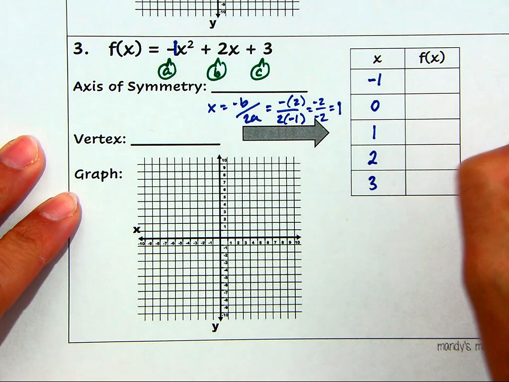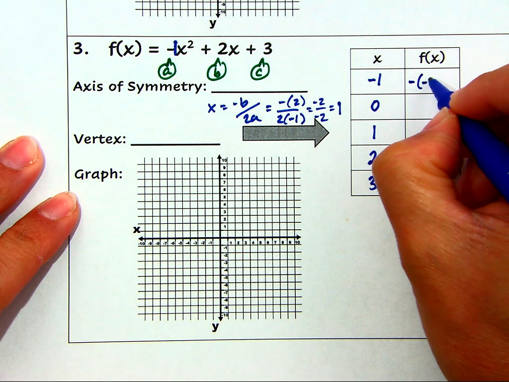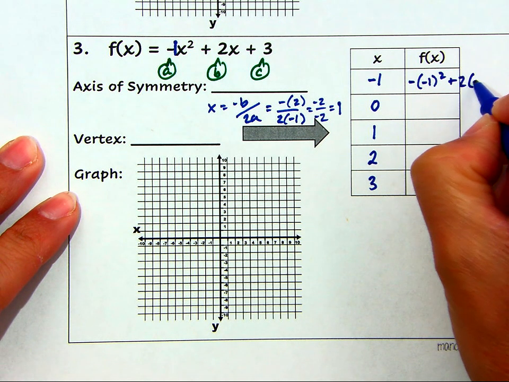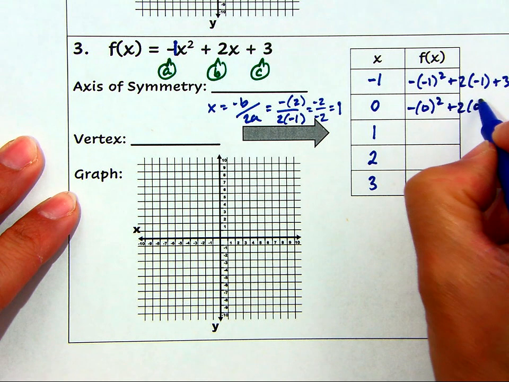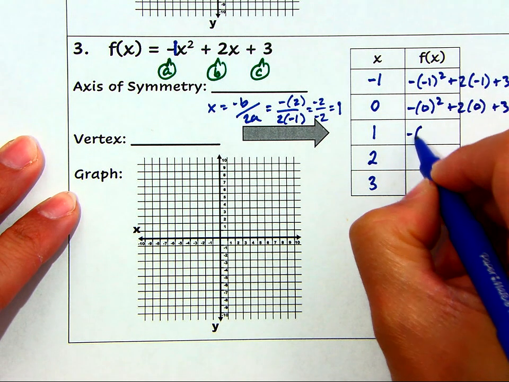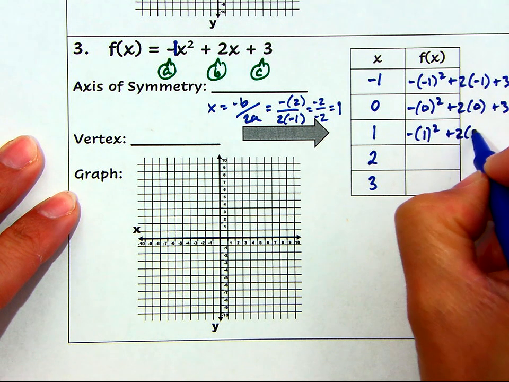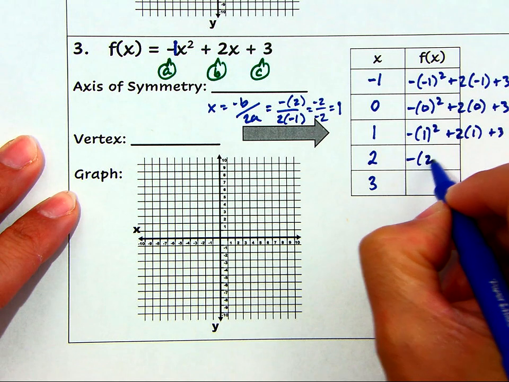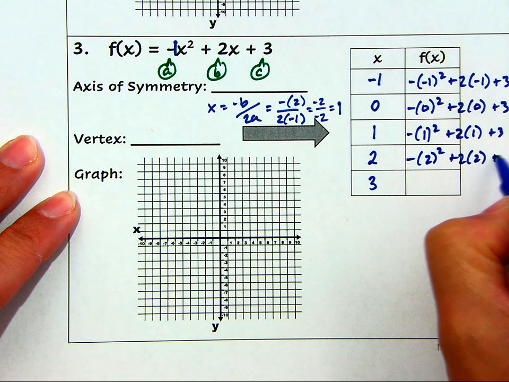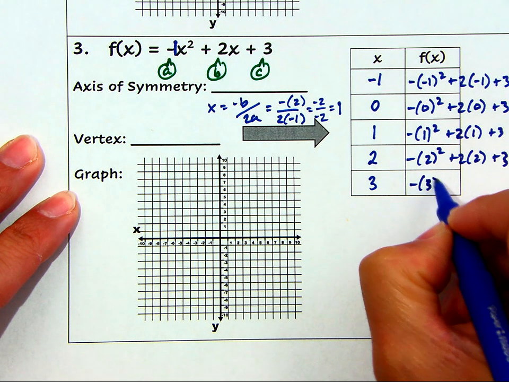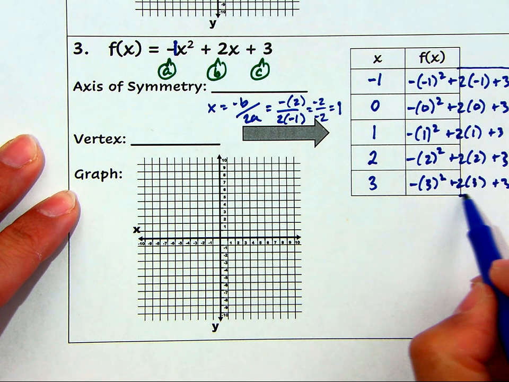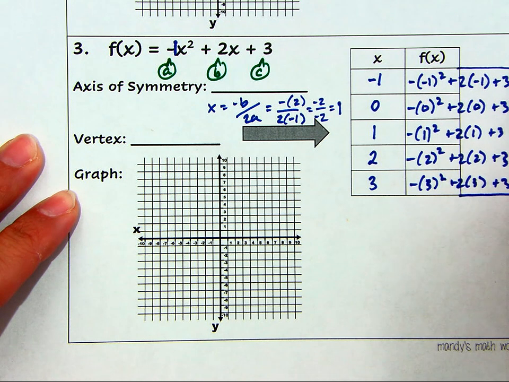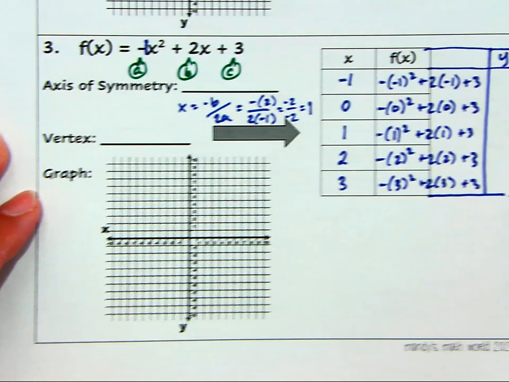So we're going to have the negative of negative 1 squared plus 2 times negative 1 plus 3. We'll have the negative of 0 squared plus 2 times 0 plus 3. The negative of 1 squared plus 2 times 1 plus 3. The negative of 2 squared plus 2 times 2 plus 3, and the negative of 3 squared plus 2 times 3 plus 3. Okay, and then let's record the y coordinate at the end.